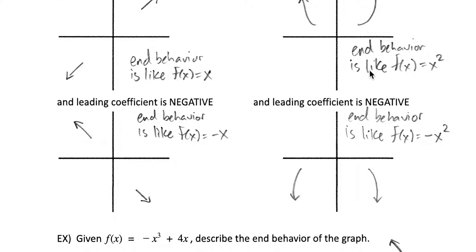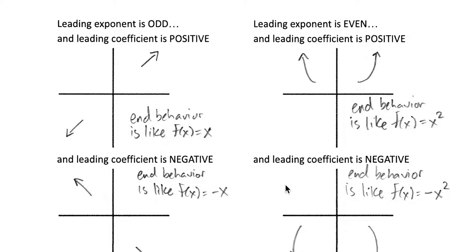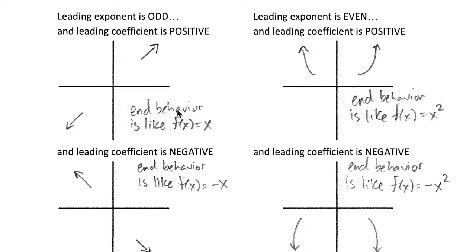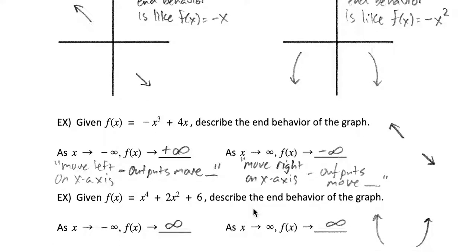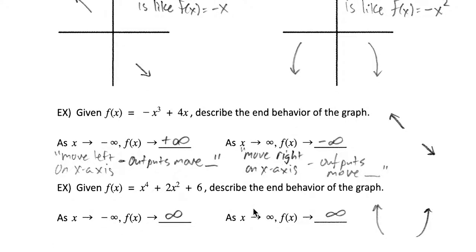If your leading coefficient is negative, well, it's going to act just like a negative quadratic, meaning that the arms of the parabola are going to be pointed down. Again, we don't know what's happening in between, but on the ends, we're pointed downward. So we only have two behaviors. Either it acts like a linear function on the ends, or it acts like a quadratic function on the ends. Pretty easy. Let's practice looking at some functions and see if we can come up with their end behavior.